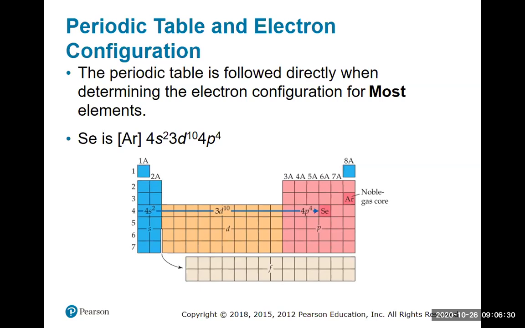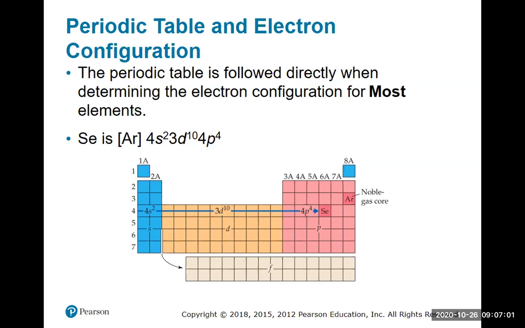So in this example, they're talking about selenium, and we see that they've written it with the shorthand method of having the noble gas argon in parentheses there, indicating that all of those electron shells are filled. And then we go to the fourth row and we fill 2 electrons to fill the 4s. So that's the 4s2 shorthand.